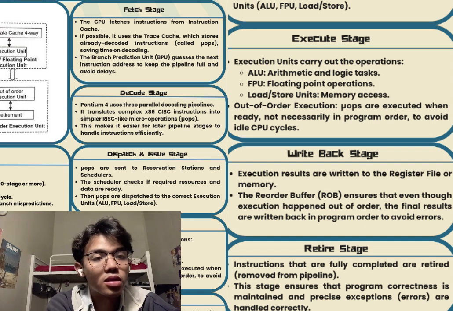In this stage, the CPU changes complex x86 instructions into simpler micro-operations. It uses 3 parallel pipelines, so it can decode multiple instructions at the same time. This helps the CPU process instructions faster and more efficiently.